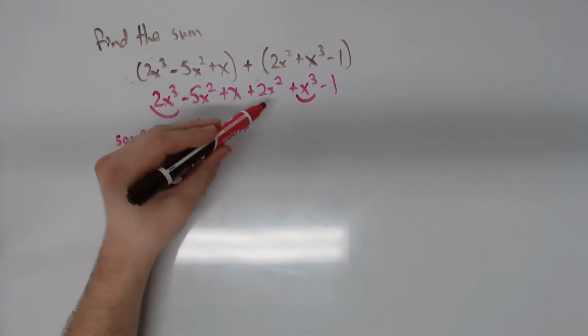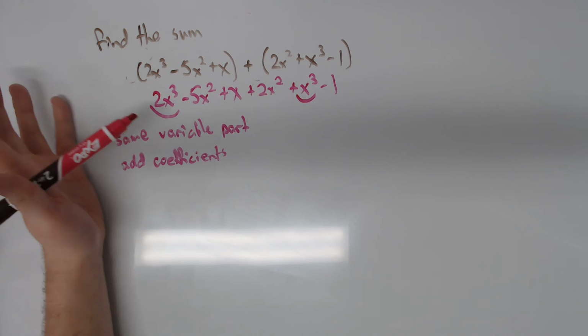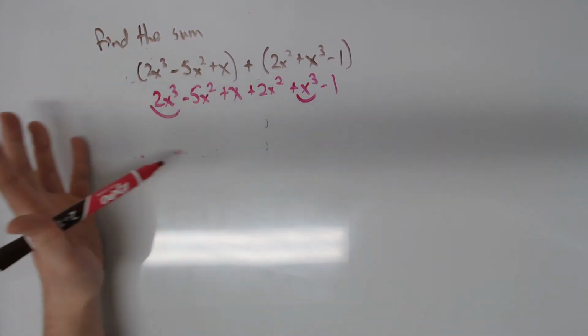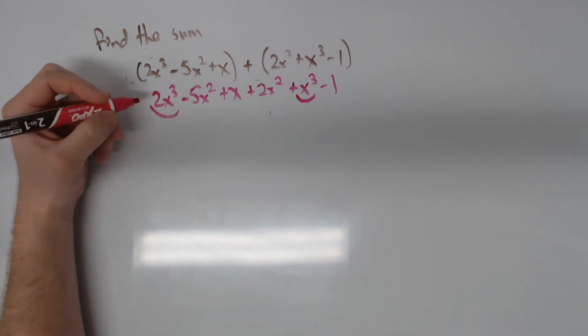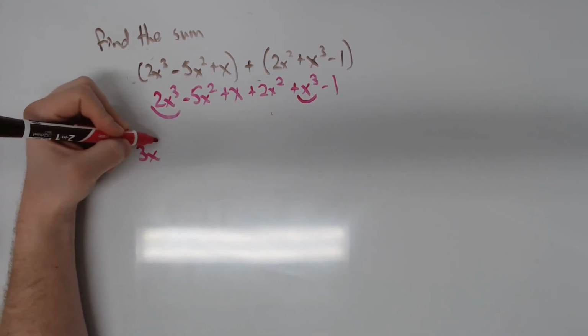So we need to check and see if terms are negative or positive terms. So here it's a 2x cubed plus a 1x cubed. 2 plus 1 is 3. That gives me 3x cubed.